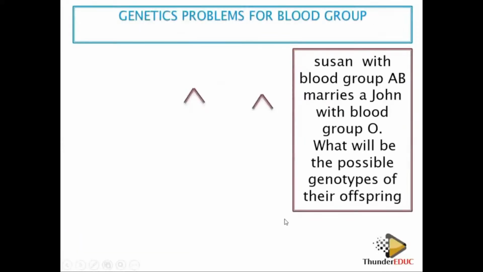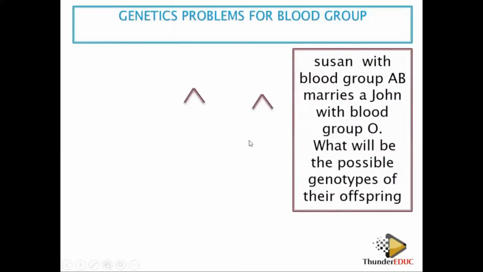So let's look at some of the problems. When you talk about problems, we look at some questions of blood group. Susan, with blood group AB, marries John with blood group O. What will be the possible genotypes of their offspring?